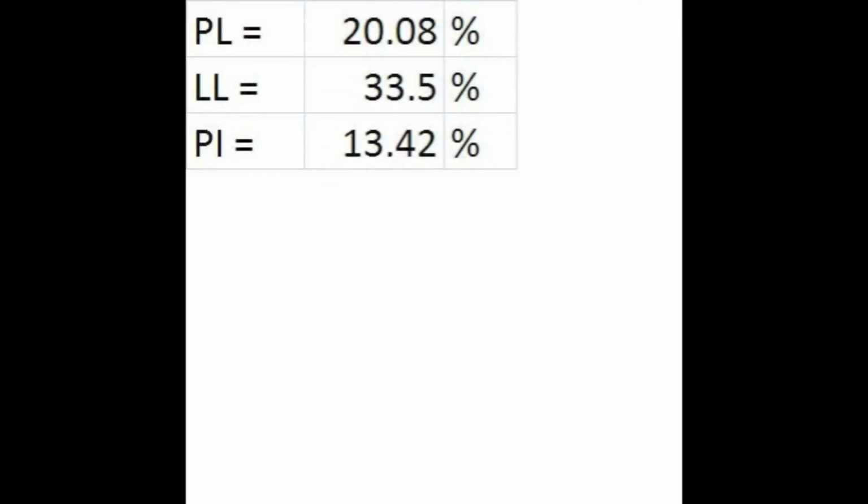Here are the final results. Recall that the plastic limit was the average moisture content of the 2 plastic limit trials. The plastic limit was equal to 20.08%. The liquid limit was equal to 33.5%. The plastic index, which is the liquid limit minus the plastic limit, comes out to approximately 13.42%. This puts our test soil in the medium plastic range, which is typical for kaolin clay.